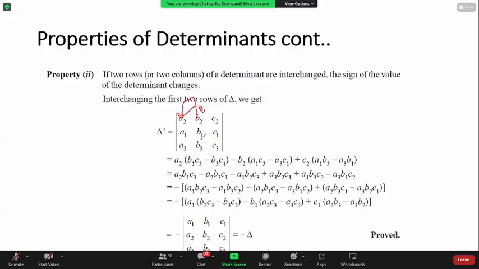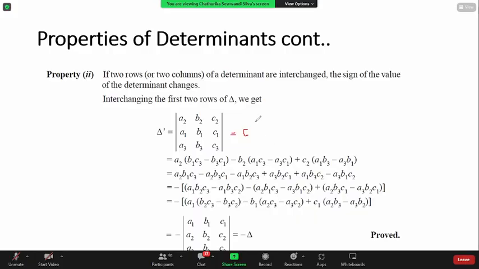So I'm exchanging two columns. Then after exchanging the columns, before that, let's think. Originally, let's think, the determinant of this matrix is C.